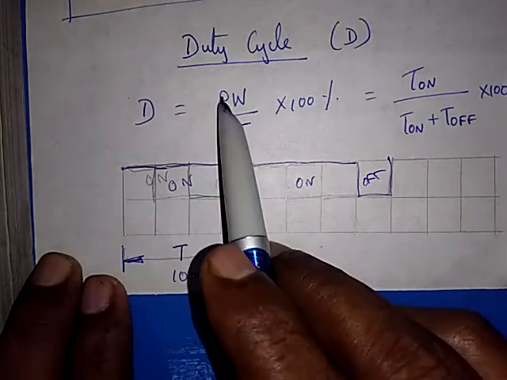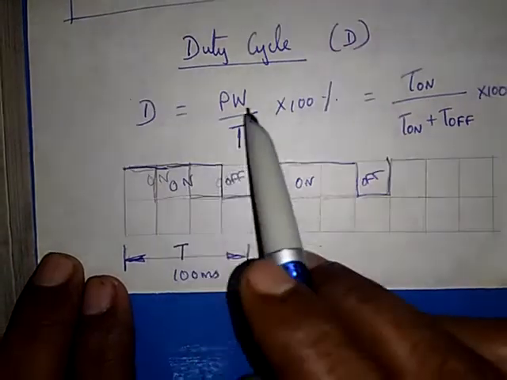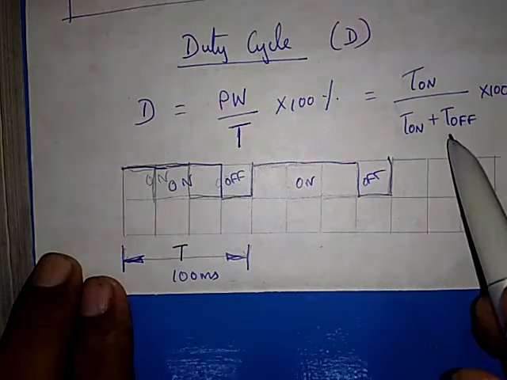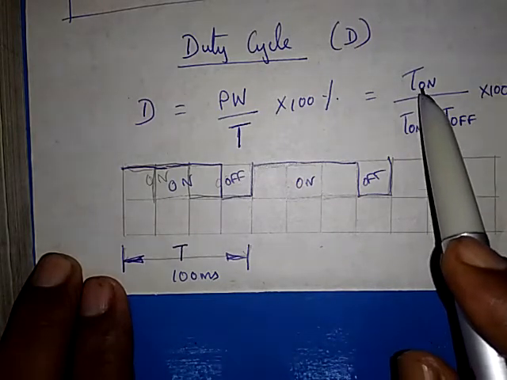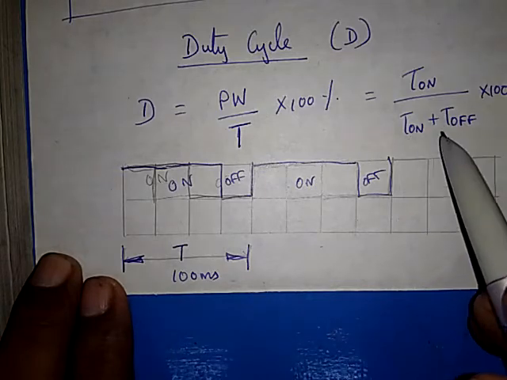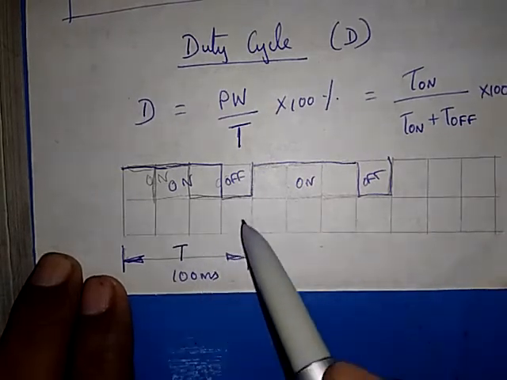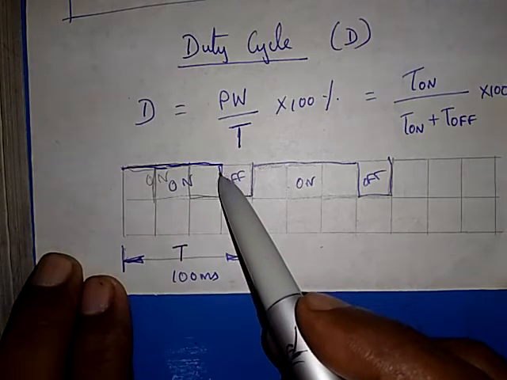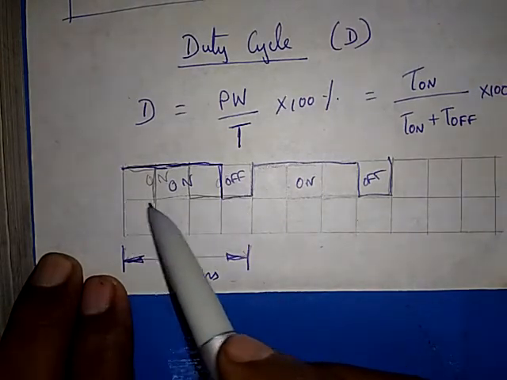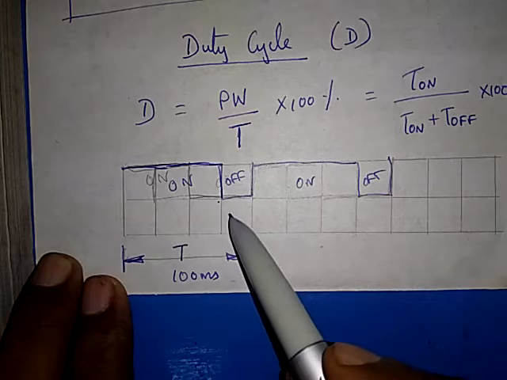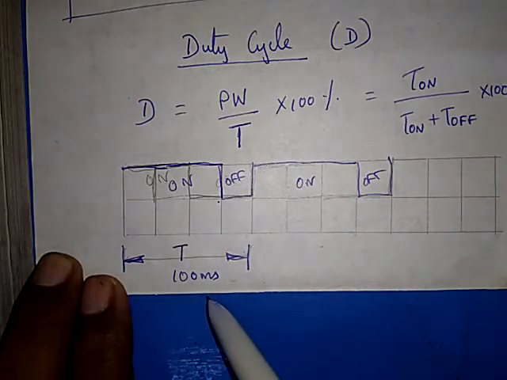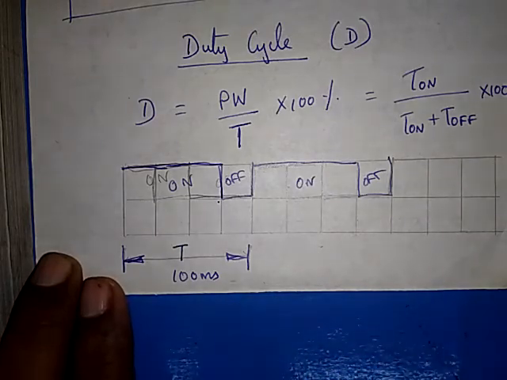So the easiest way to remember duty cycle is pulse width by total time period, or T on divided by T on plus T off, into 100%. T on is on time, divided by T on plus T off, which is the total time. That is, in this case T is equal to 100 millisecond. That is, T on plus T off is 100 millisecond. And for 75% duty cycle, this will be 75 millisecond and off time will be 25 millisecond. Put together you will get total time as 100 millisecond. So that's all about duty cycle.